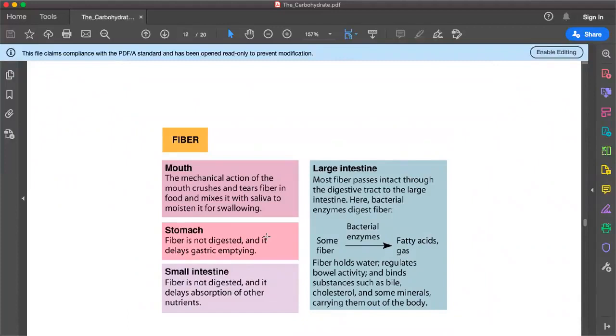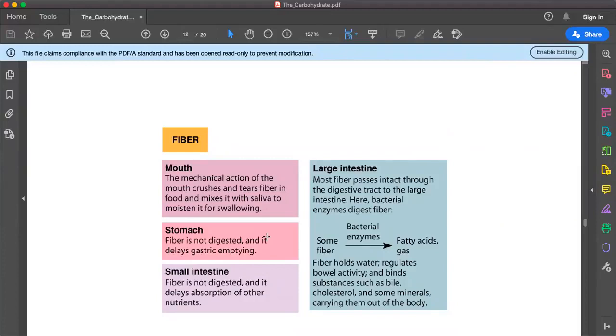So the process of moving or pushing food toward the end of your GI system is pretty straightforward. Fiber is not digested and delays the gastric emptying time, which is very important to regulate your blood sugar and cholesterol, and to reduce the glycemic index, which we're going to mention in a little bit.